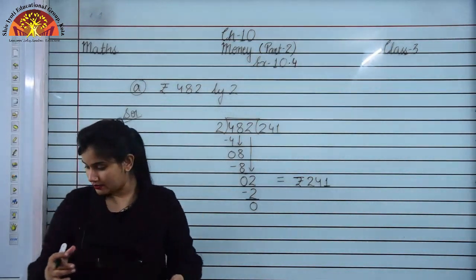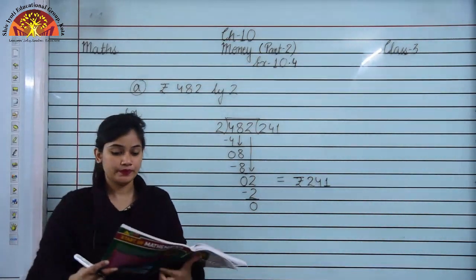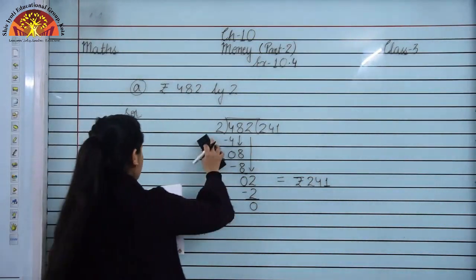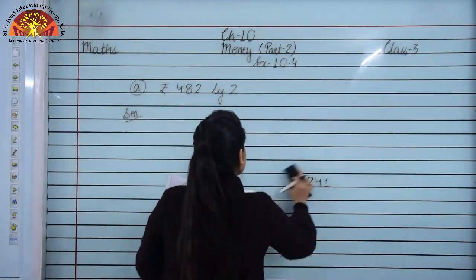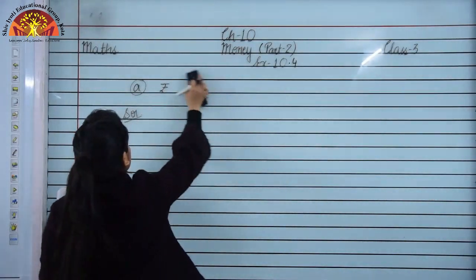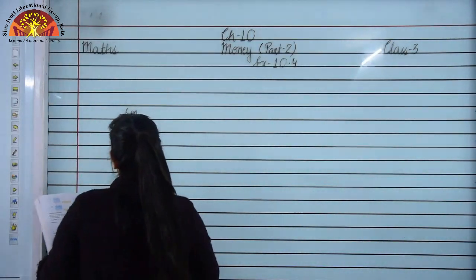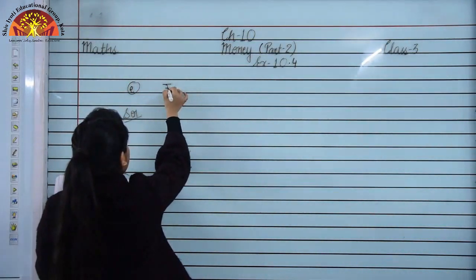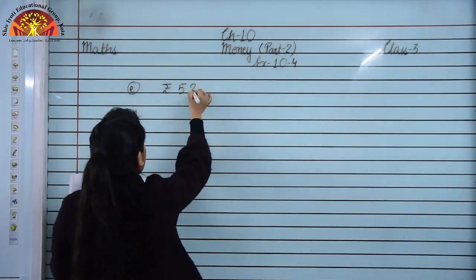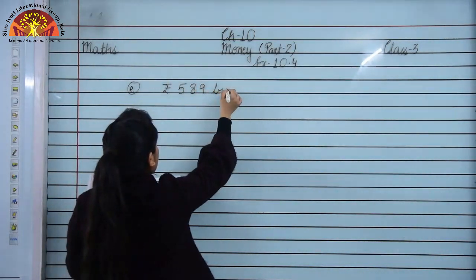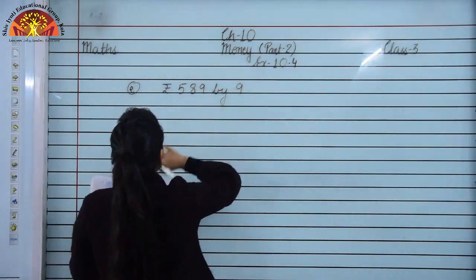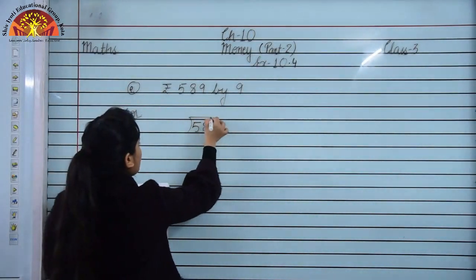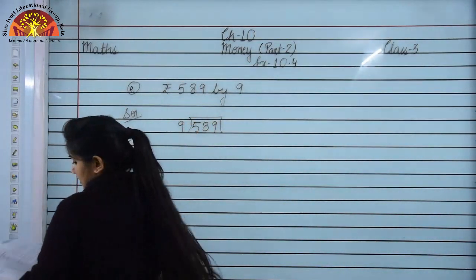Is it clear? So I am taking one more question of division, and I am taking E part of this question. E part of exercise 10.4. That is rupees 589 by 9. So again we have to write the first number here and we'll divide this number by 9.